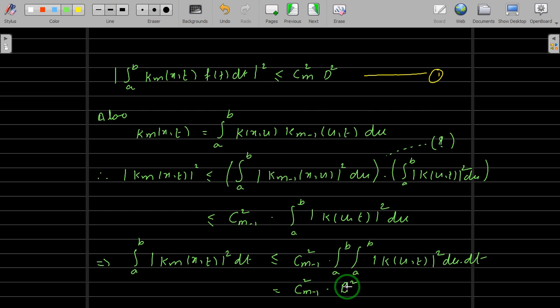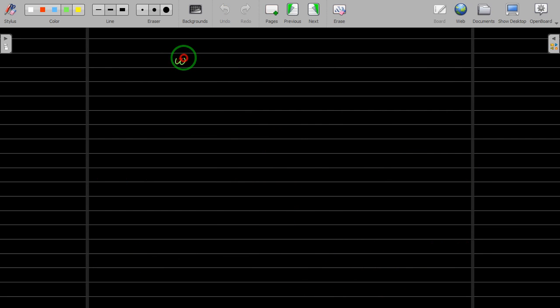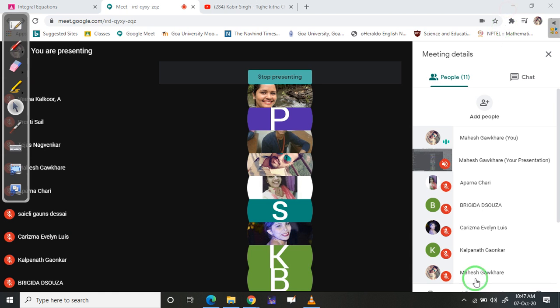Now what is this b square? B square is nothing but this integral. Since we said that this K is an L2 function, this integral will be finite, and the value of that integral will be some constant number, and I am taking that constant number to be b square. So let me write here what is that b square, where this b square is equal to the integral a to b of mod of K(u,t) the whole square du dt. Clear?